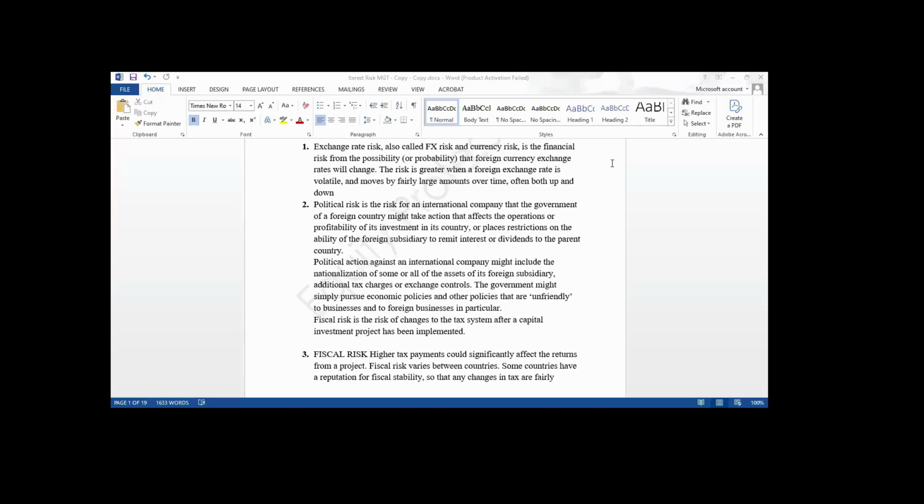But where there is no double taxation agreement, if the income is taxed in the foreign country and the cash is repatriated to Nigeria, that income will still be taxed in Nigeria. These are the issues surrounding international investment. We shall look at the question.